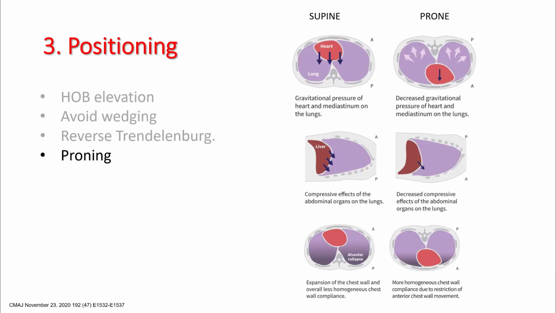Proning can also help improve compliance in multiple ways. We'll discuss proning in some other lecture in more detail. But in short, it can decrease gravitational pressure of the heart and mediastinum on the lungs. It can decrease the compressive effect of abdominal organs on the lungs, and there is a more homogeneous chest wall compliance due to restriction of anterior chest wall motion.